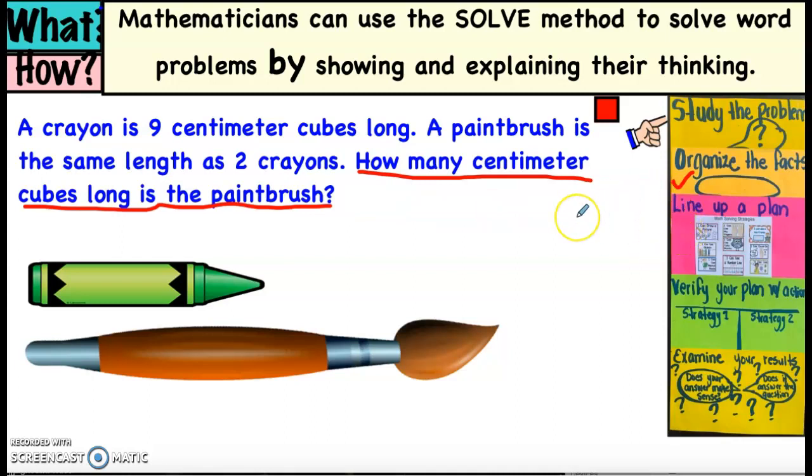So I'm going to ask you, what facts is this problem giving me? You can turn and talk to someone. You can pause the video. So it says a crayon is 9 centimeter cubes long. Is that important? Do you think that's a fact that we need to circle? I really think so. So I am going to circle that fact.